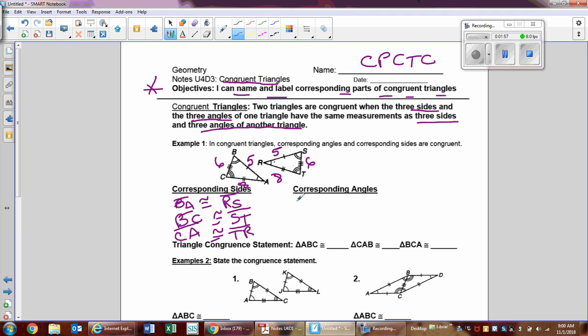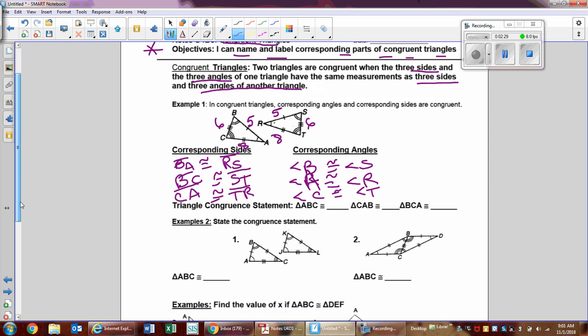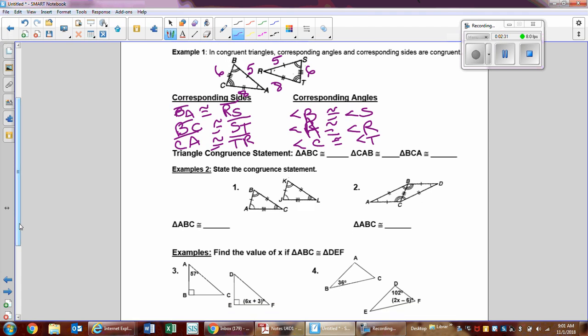And the same thing goes with the angles. Angle B is going to be congruent to angle S, right? Because they both have 2 lines. Angle A is congruent to angle R on the other side. And angle C is going to be congruent to angle T on the other side, okay? That shows you which 2 triangles are going to be congruent, and this is called corresponding sides and corresponding angles.